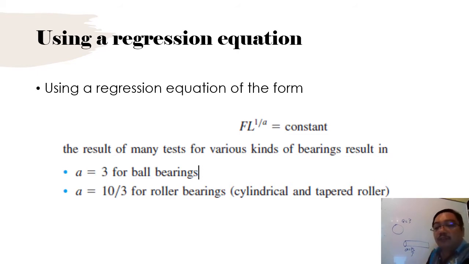F is the force, L is the life. F is the force that you want. Let's say you want to put the load as 10 Newton, 50 Newton, 100 Newton. This is the load force. And L is the life. How much life do you predict? Can it go for how many hours? 100 hours, 200 hours. This is the life. L is life, F is force.